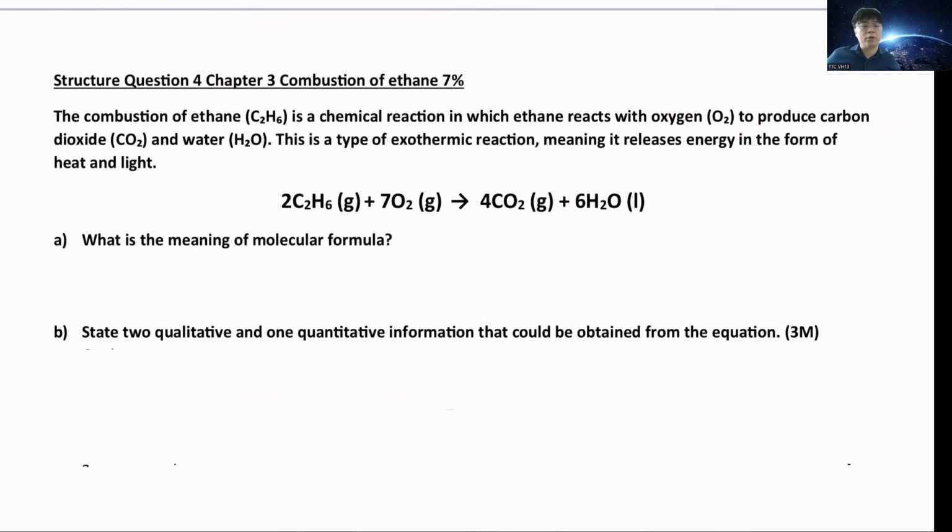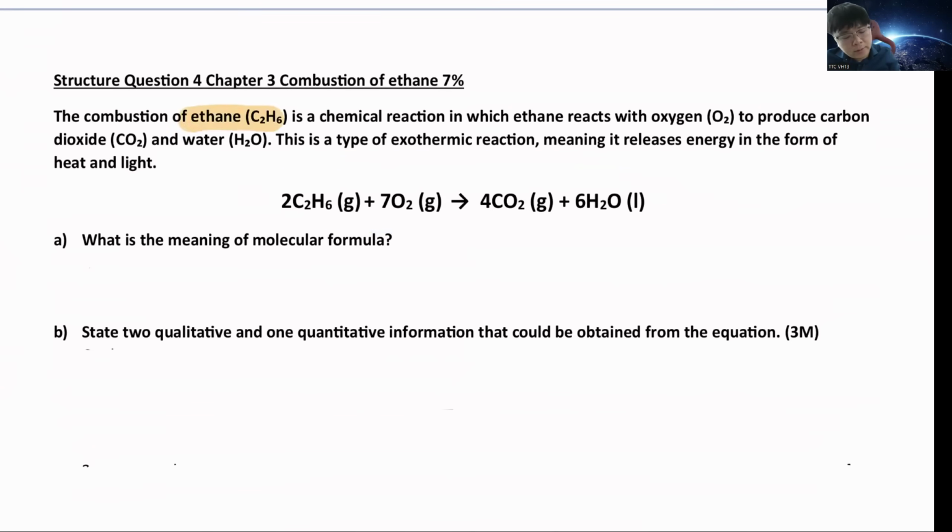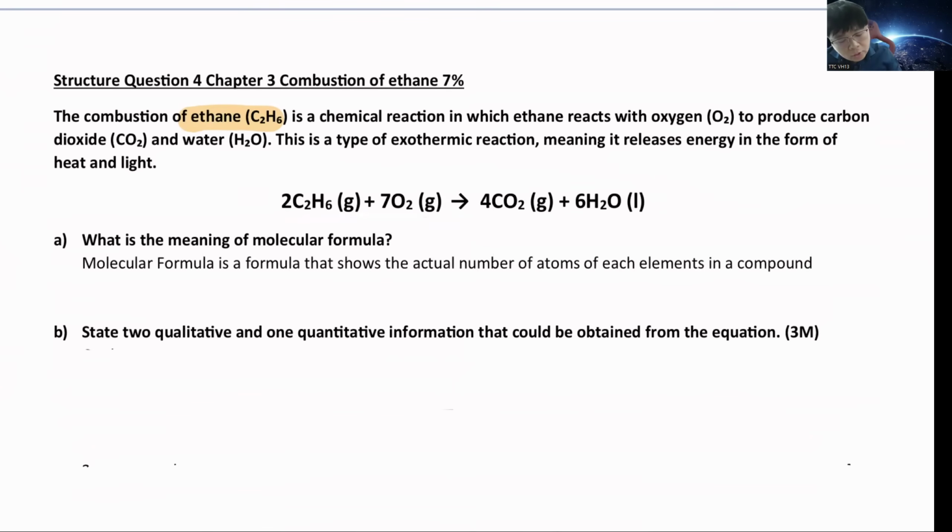Okay, now we move on to question 4. Question 4 is related to chapter 3. They'll give you an equation here. It's already confirmed the chemical is related to combustion of ethane. Then they ask you what is the meaning of molecular formula. So molecular formula is the formula that shows the actual number of each element in the compound.